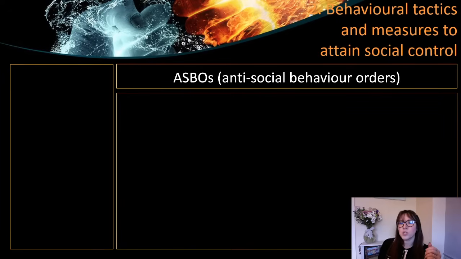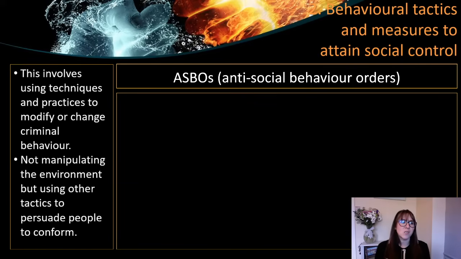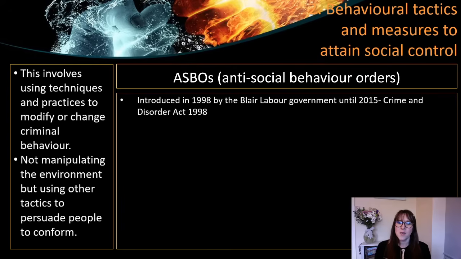Behavioural tactics are measures to attain social control. This involves using techniques and practices to modify or change criminal behaviour, not manipulating the environment, but using other tactics to persuade people to conform. Now, ASBOs, you won't remember them, you're too young, but they were antisocial behaviour orders. They were introduced in 1998 by the Blair Labour government, until 2015, part of the Crime and Disorder Act 1998. Now, in order to get your bonus marks in your exam, remember the acts that they're part of. Examiners are so impressed by that. So try to remember Crime and Disorder Act 1998.